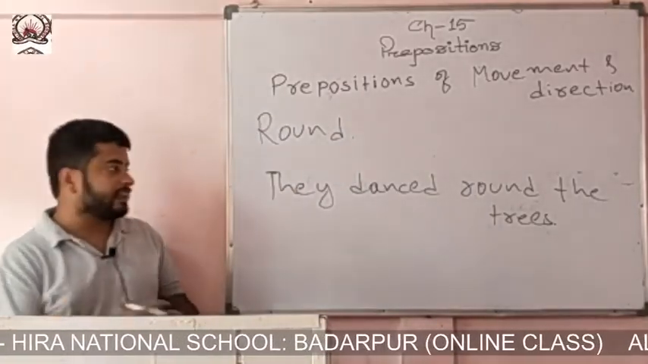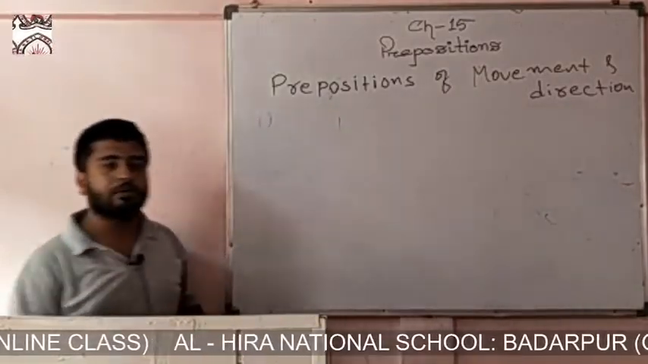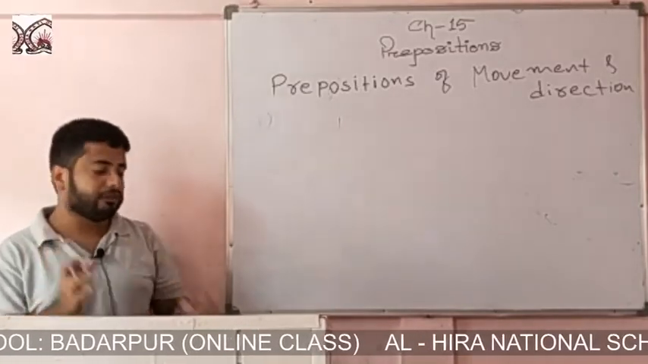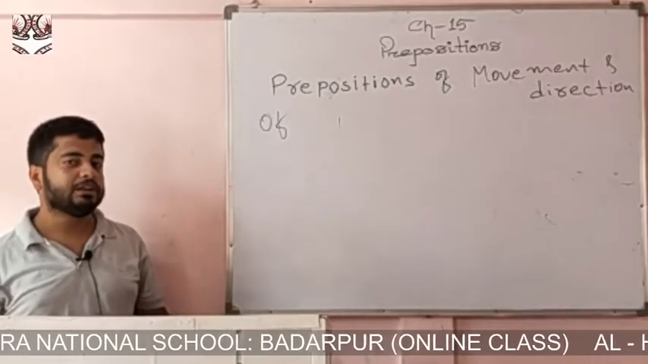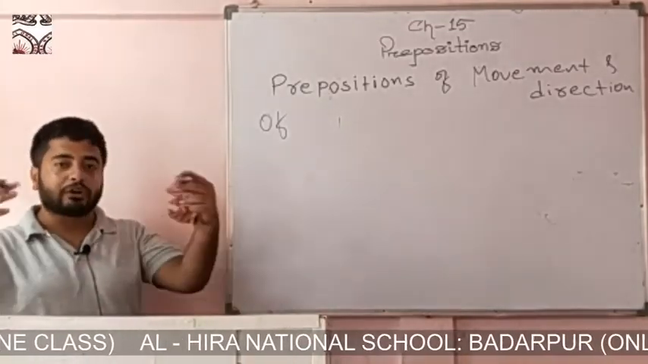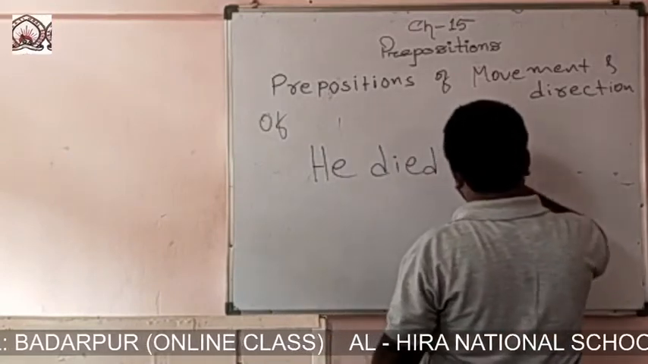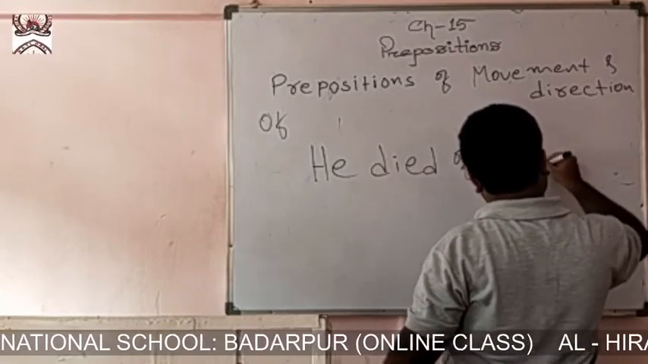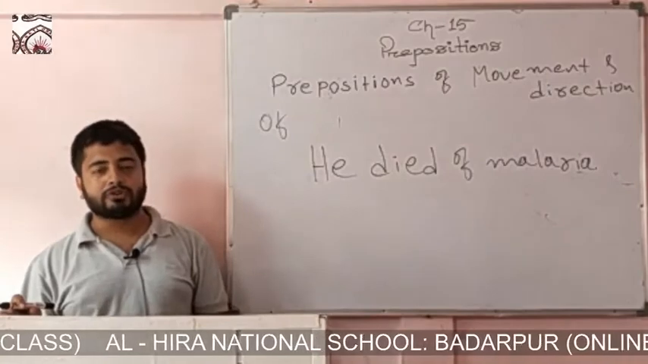Another important preposition is of. We use the preposition of if someone dies because of any disease. For example, he died of malaria, he died of heart attack, he died of diabetes. So before a disease, what are we to use? We are to use of. He died of malaria. I hope you have understood where to use this preposition.